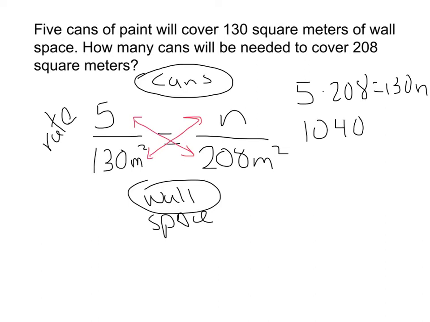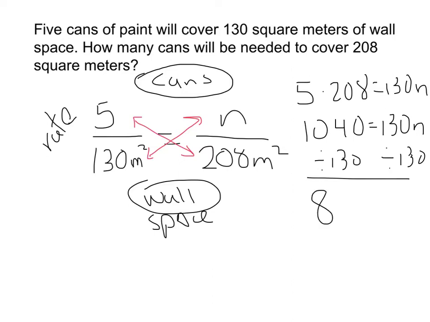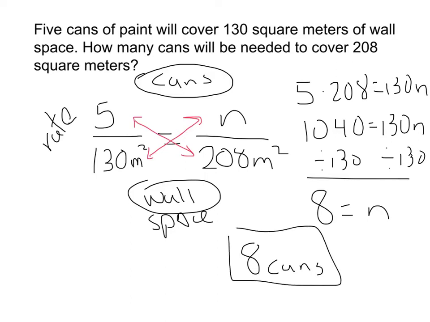1040 equals 130n. We would divide both sides by 130 to get n by itself, and that will provide us with the solution of 8 equaling n. This works out exactly, so 8 cans would be your answer. 8 cans will cover 208 square meters of wall space using this proportion.